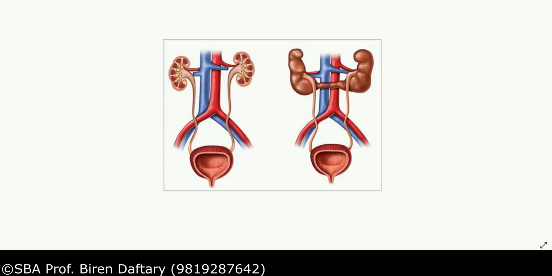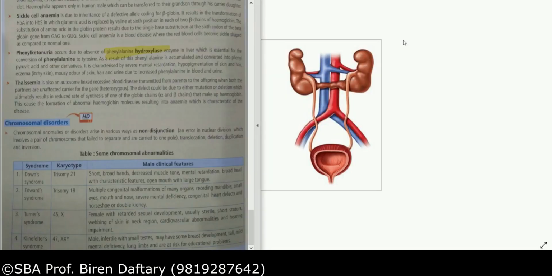Now the features which are given, clinical features, in that there is one feature which they have given as horseshoe or double kidney. Now for that I have actually downloaded an image. If you see over here on the left side, these are the kidneys of a normal person, and a person who is suffering from Edwards syndrome will be having a horseshoe kidney. So both the kidneys are actually connected with each other, so that is a horseshoe.